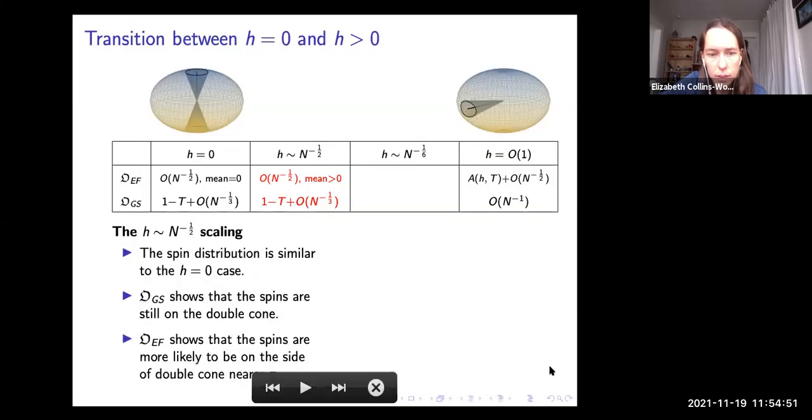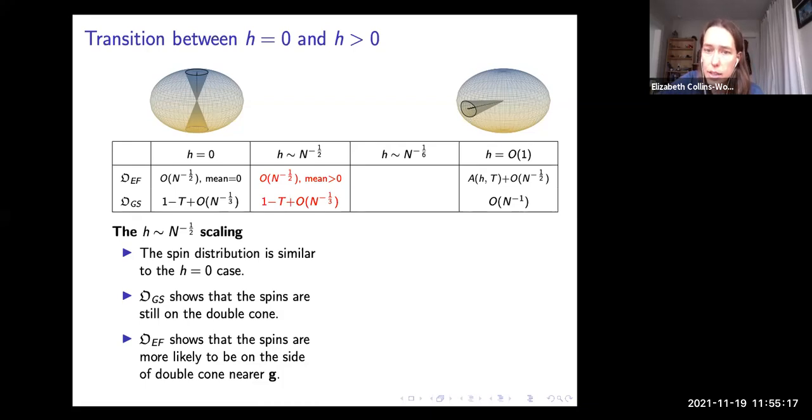Sorry about the resolution there. And so that shows the spins are more likely to be on the side of the double cone that is near to the external field. They're getting slightly pulled toward the external field. And that's indicated by the fact that even though this overlap is very small, it now has a positive mean. So that cosine is more likely to be positive rather than negative.